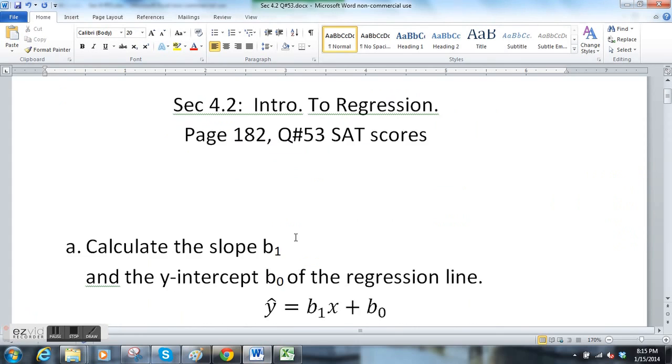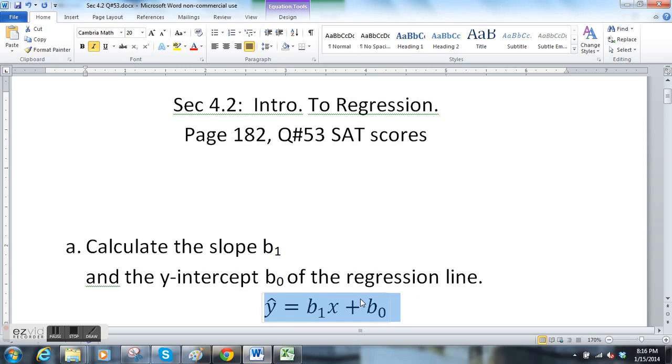So question A says calculate the slope B1 and the y-intercept B0 of the regression line. So your book uses this formula for the regression line. That's their notation.